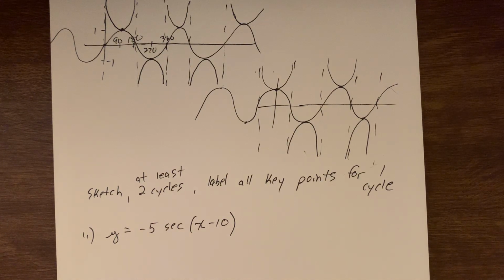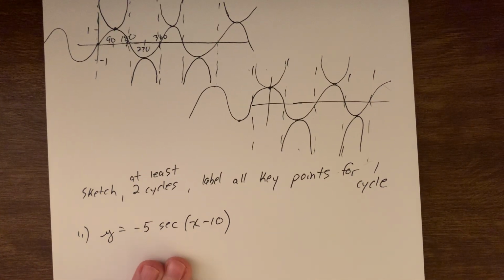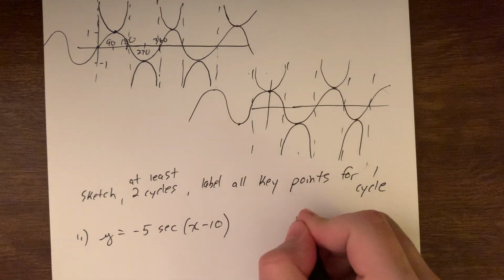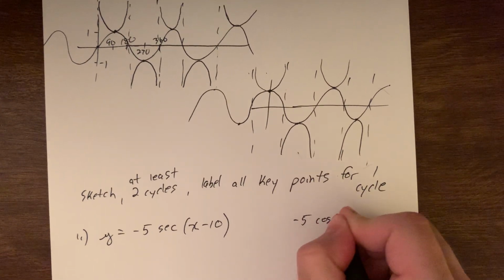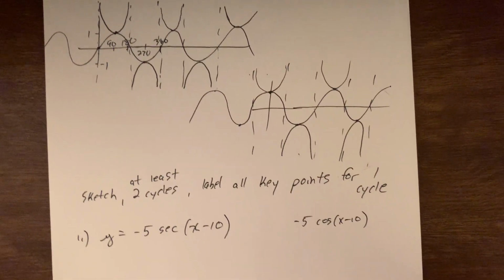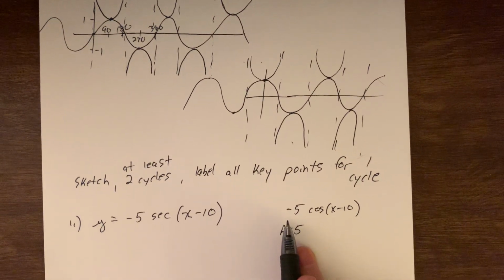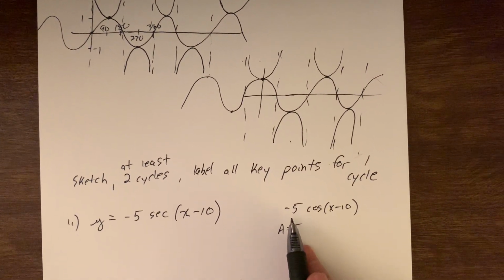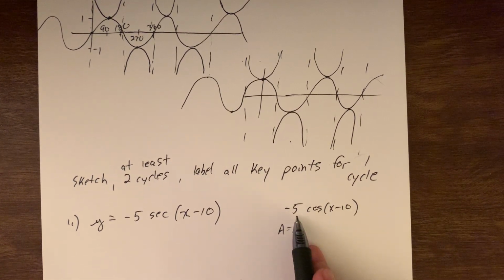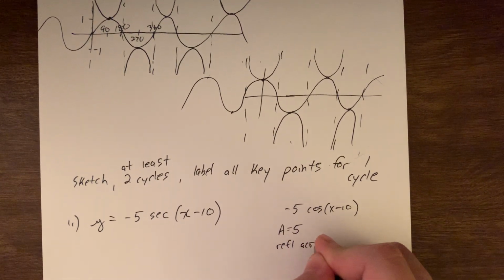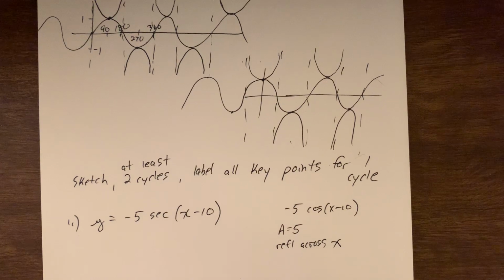Looks like quite a bit, but all I have to realize, technically this is minus 5 times 1 over cosine x minus 10, but I don't have to worry about that. Just consider graphing minus 5 cosine x minus 10. My amplitude is 5. I should have mentioned this in the previous video. We never say an amplitude is negative. The idea of amplitude always has distance. So just the numerical part gives me the amplitude. The negative is the reflection across the x-axis.